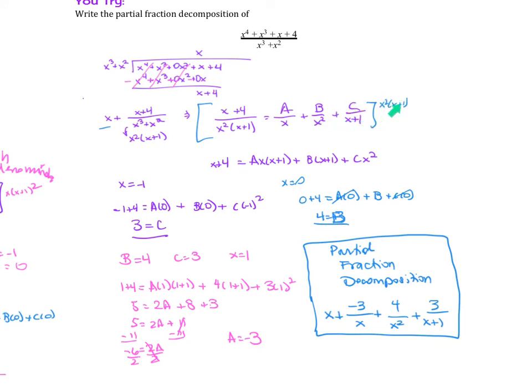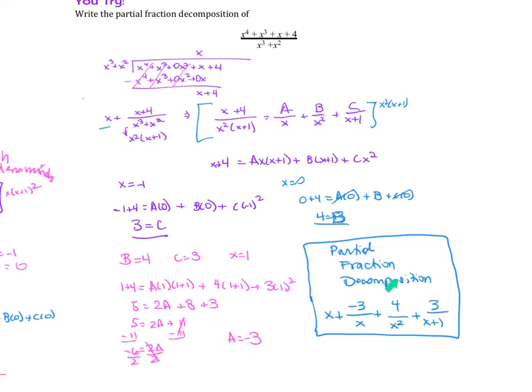Then you multiply by the LCD, which is this here, the x squared times x plus 1. So you get your basic equation, which is x plus 4 equals a times x plus 1 plus b times x plus 1 plus c times x squared. You try negative 1, you find c is 3, you try 0, and b is 4. Then you try any number you want, plugging in b and c. So I tried 1. So b is 4, c is 3, x is 1. I plugged it in, and so I found that a is negative 3.